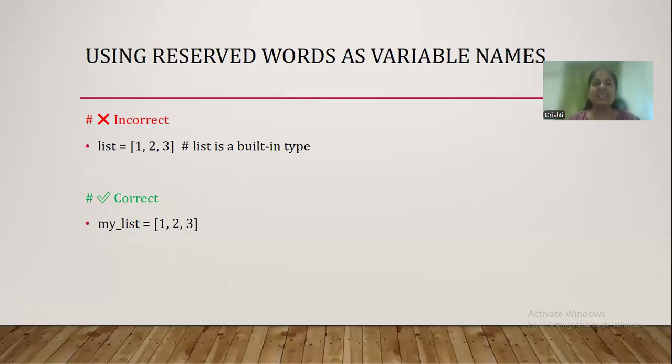The reason, students, is that list is by default a built-in keyword, so you cannot use it. You can give it any other name apart from the built-in keywords of Python. So here we have done my_list equal to 1, 2 and 3. This is the correct way to define the list and the elements inside it.